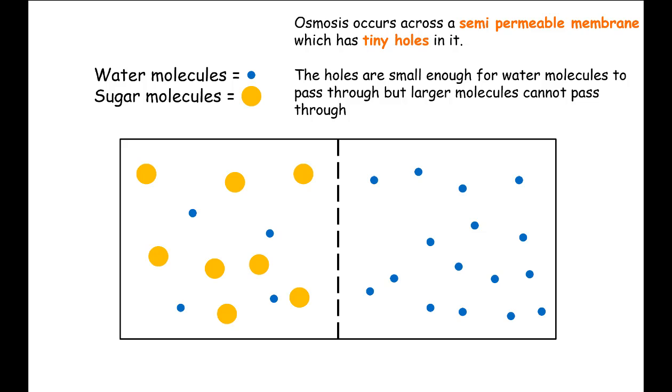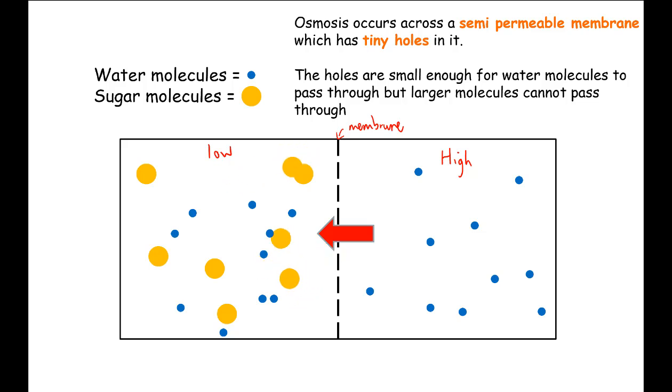So what's going to happen here is the water molecules will be able to move from an area of high concentration to an area of low concentration through the selectively permeable membrane. So here they go. Now the water molecules can pass through because they're small enough, but these larger sugar ones can't because they're too big.